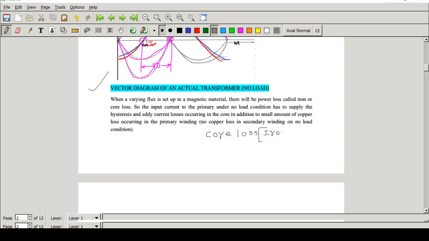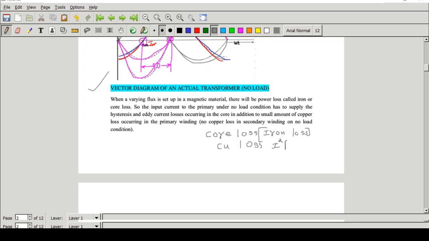And this can be classified into two types: hysteresis loss and eddy current loss. So this is the first loss, and the second loss is copper loss. This copper loss you can also call heat loss or I squared R loss, because it is due to the resistance.